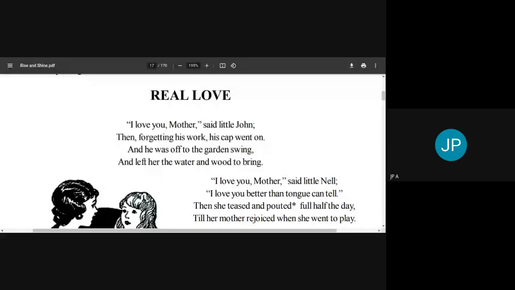And what has the mother got to do? She has to do all the work, and left her the water and wood to bring. So she has to bring water and wood from a long distance to the house. So they seem to be a very poor family. The mother has to bring water and wood from a long distance, but the child is playing in the swing. And he says that he loves his mother. Now you tell me whether the child really loves his mother or not.